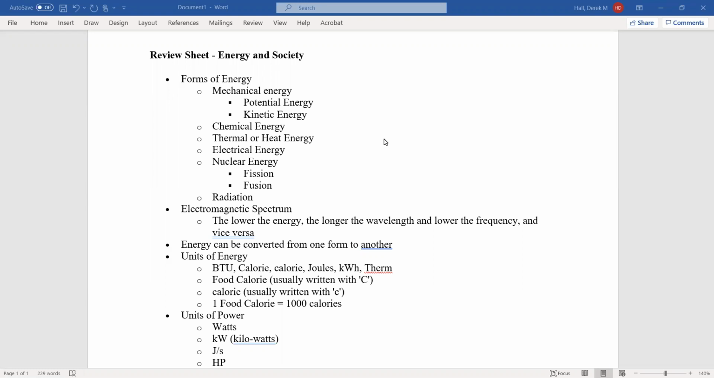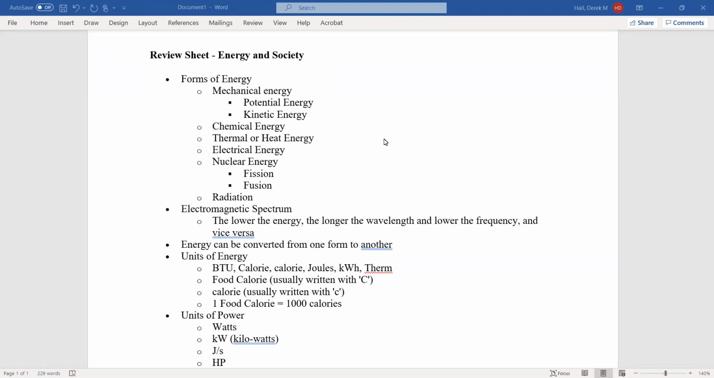So what we have collected here is a review sheet to help you identify some of the key facts and pieces of information that we covered in the first lesson. One of the most important things that we covered is that there are 6 forms of energy. And I hope throughout this lesson, you'll understand each of these and what they represent, and you can identify some examples.